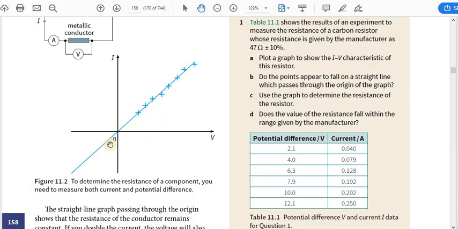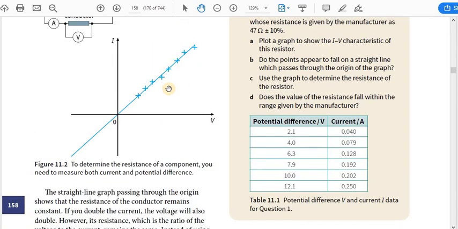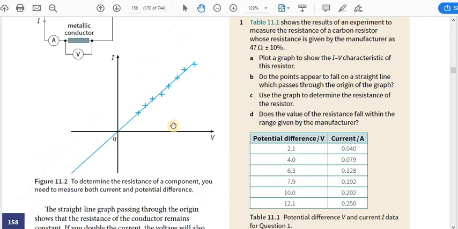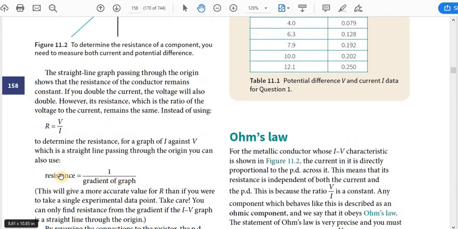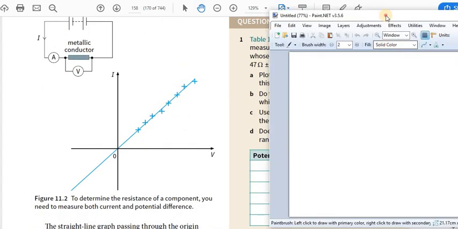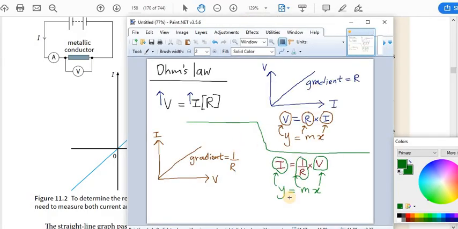Now this is for a material with a constant resistance, but usually when the temperature increases, the resistance increases. So when the resistance increases, this graph will curve downwards, because the resistance increasing means the gradient should decrease. The gradient of the I versus V graph is 1 over the resistance. Sorry, the resistance is 1 over the gradient. Previously we saw that for V versus I the gradient is r, and here the gradient is 1 over r.